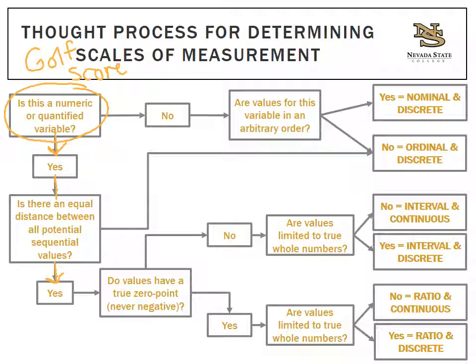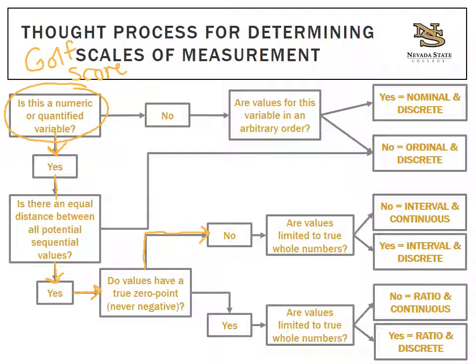So now we have to ask ourselves, do values have a true 0 point? Or in other words, can the value never be negative? Well, remember, I just said a golf score can be negative. If you have a negative score, that's a good thing. It means that you have hit the ball fewer times than what you would be expected for par. So in this case, do values have a true 0 point? No, they do not. So now we're here.